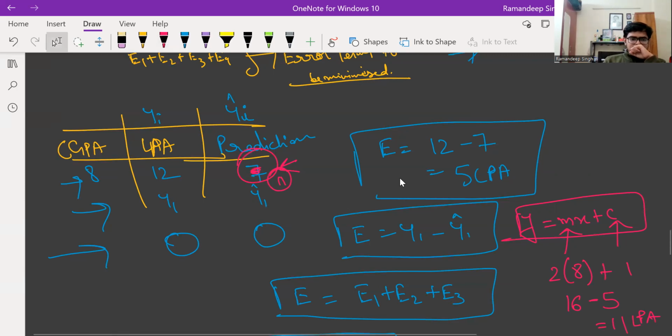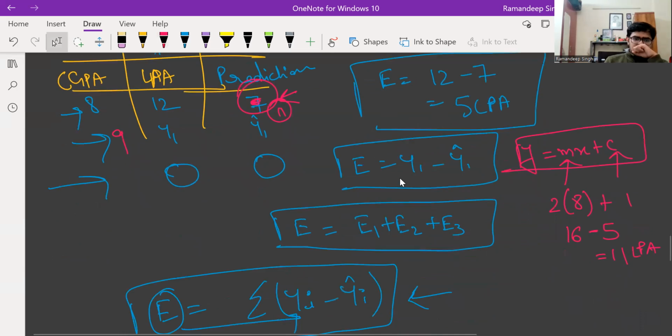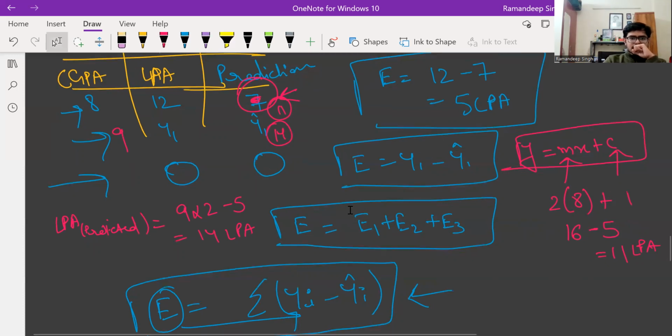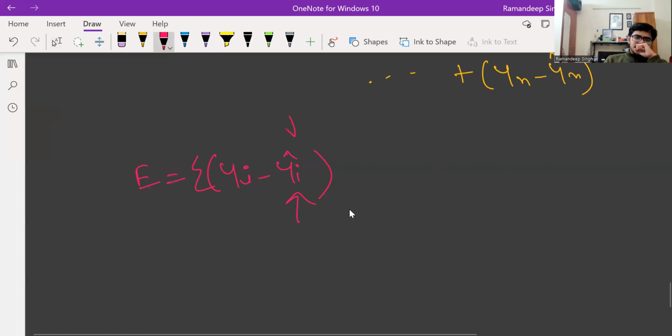If a student has got 9 CGPA, what will be his predicted salary? I will put this value in my function. So his predicted LPA equals 9 into 2 minus 5. This is 14 LPA. So I think we got where this value is coming from, or what yi hat is.